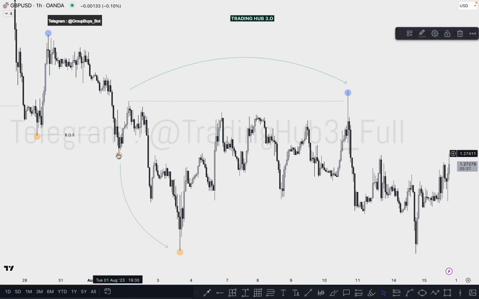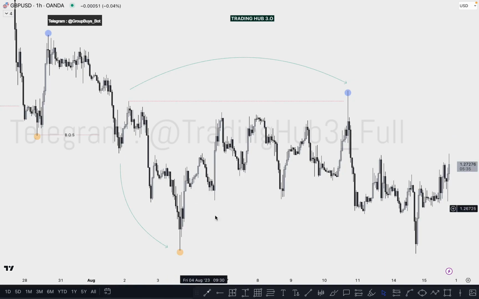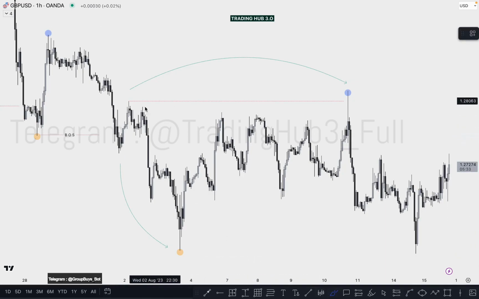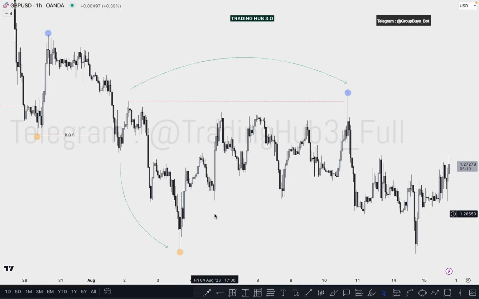Okay, and where is the inducement? Inducement will also be transferred in the first attempt. You can see this is the inducement, but this inducement transfers from here to here. This is a minor inducement here. So inducement, lower lows, lower high, everything will be transferred.